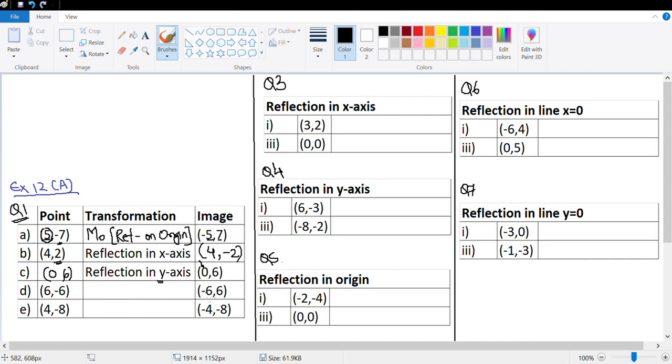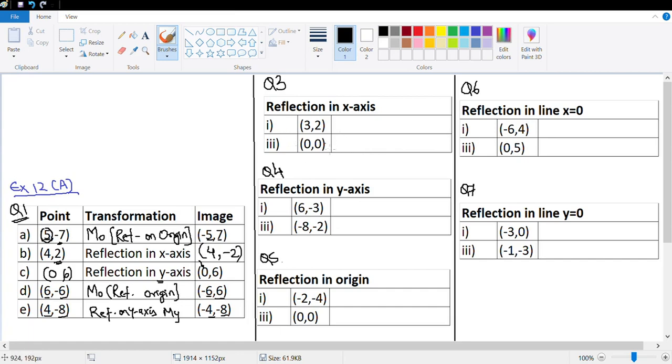Part 4, 6, -6. If I reflect it somewhere, the sign changes. So 6 becomes -6, which means x sign has changed. In fact, y sign has also changed, which means this is MO, which is reflection on origin. Perfect. And then the last one, 4, -8, -4, -8. So 4 changes to -4, which means sign of x has changed, but the sign of y is not changing, which means this is a reflection on y-axis, because when you reflect on y-axis, only the sign of the x coordinate changes.